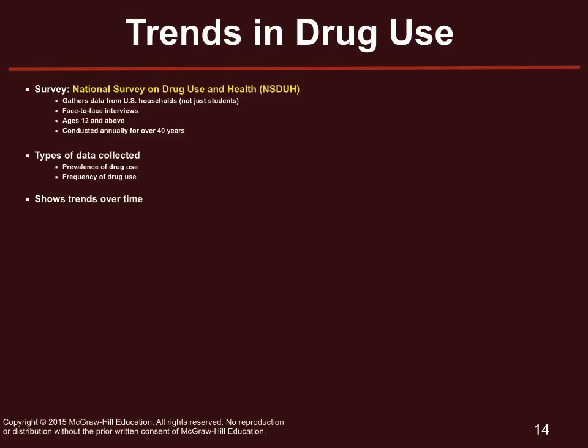We do start with folks age 12 and above, so we don't really collect data on anybody much younger than that. And again, this one's been collected annually for almost the same period of time. For the NSDUH, what we're asking about is, again, the prevalence of drug use, but also the frequency. And again, because it's been collected for such a long time, we're able to look at trends over time.